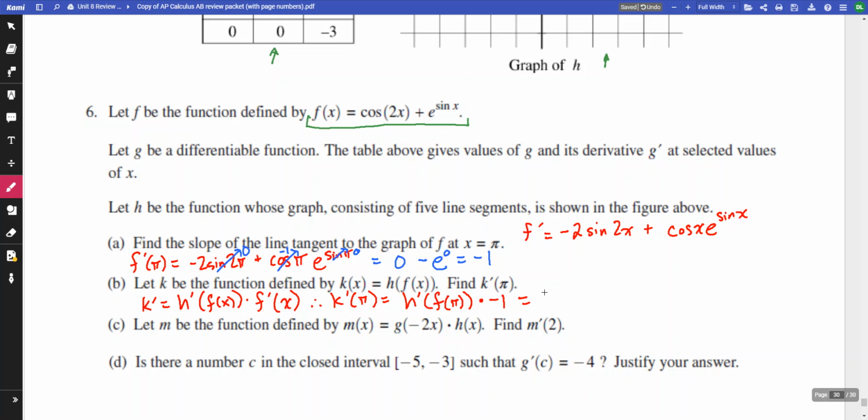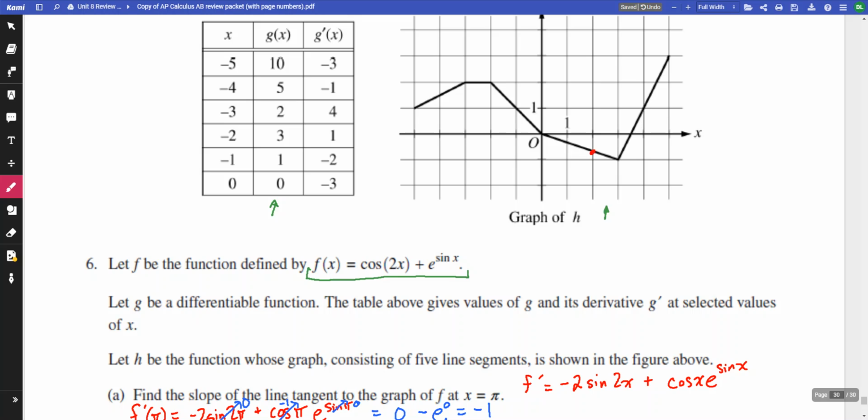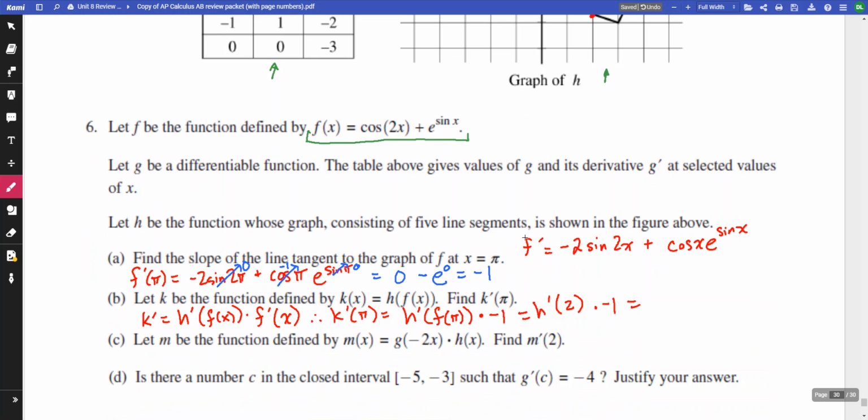So now we need f of pi. f of pi is going to be the cosine of 2 pi, which is 1, plus e to the 0. So that's going to be h prime at 2 times negative 1. Okay, so h prime of 2. So now I need to come to h, find x equals 2, and I need to find the slope of this line. And the slope of that line seems to be negative 1/3. So I'm going to have negative 1/3 times negative 1, and that means that k prime of pi is going to be positive 1/3.